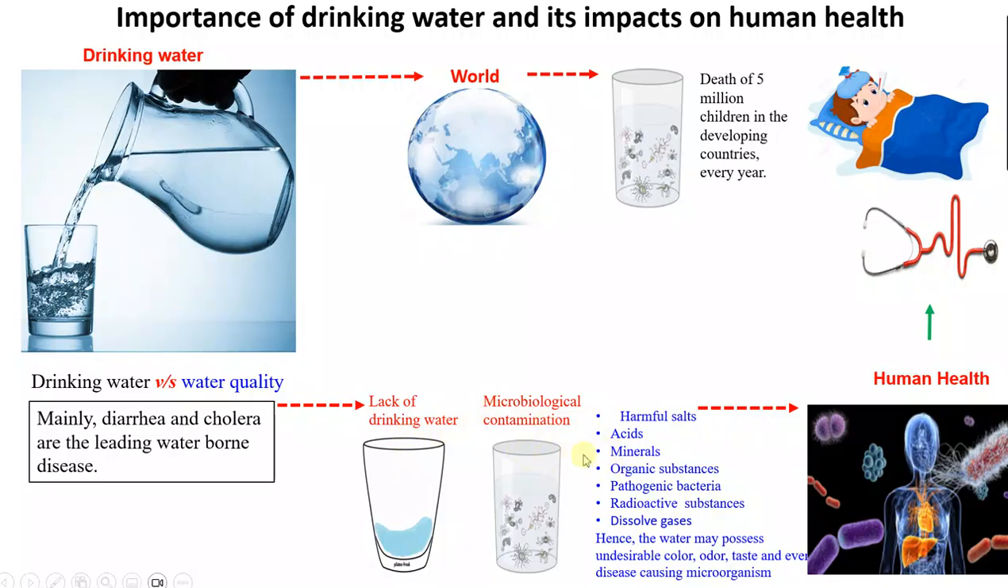If water is contaminated, then these impurities may include harmful salts, acids, minerals, organic substances, pathogenic bacteria, radioactive substances, and dissolved gases. Hence, the water may possess undesirable color, odor, taste, and even disease-causing microorganisms. This is a diagram of the human body affected by different sorts of bacteria present in the contaminated water.